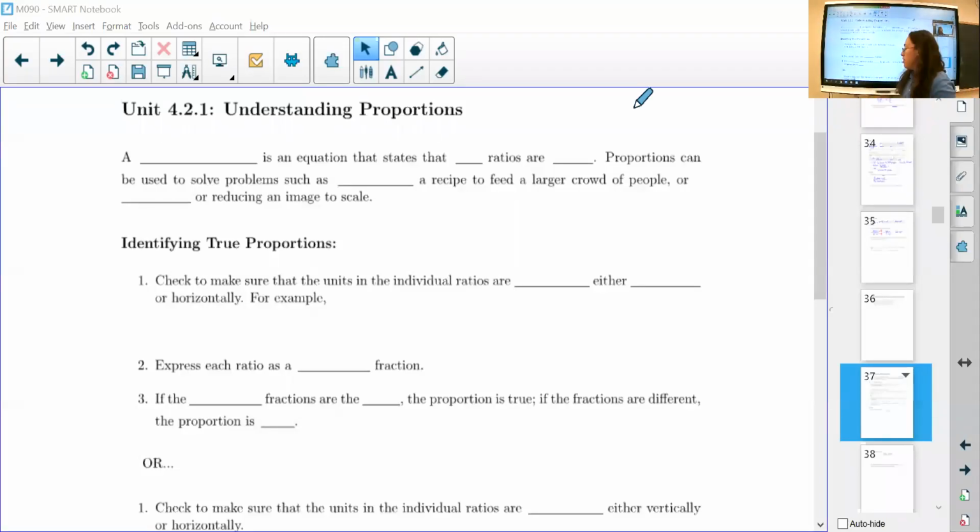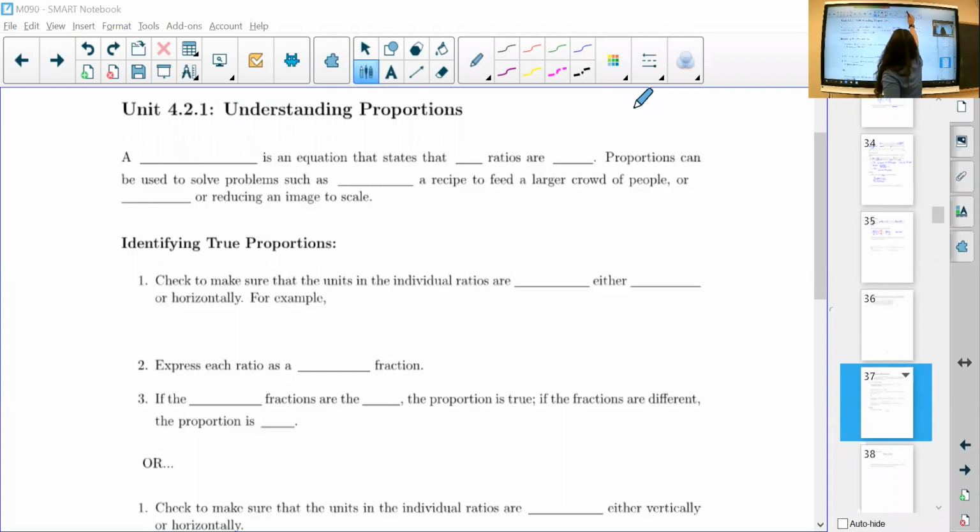Page 37, understanding proportions. Okay, so a true proportion is just an equation that states that two ratios, it's always going to be two, are equal.